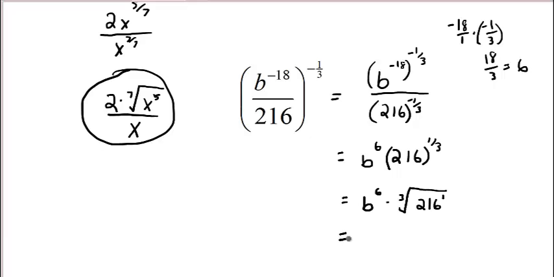So let's go ahead and do that, which will be 6, and then we're multiplying 6 by b to the 6th power, and that is our final answer.